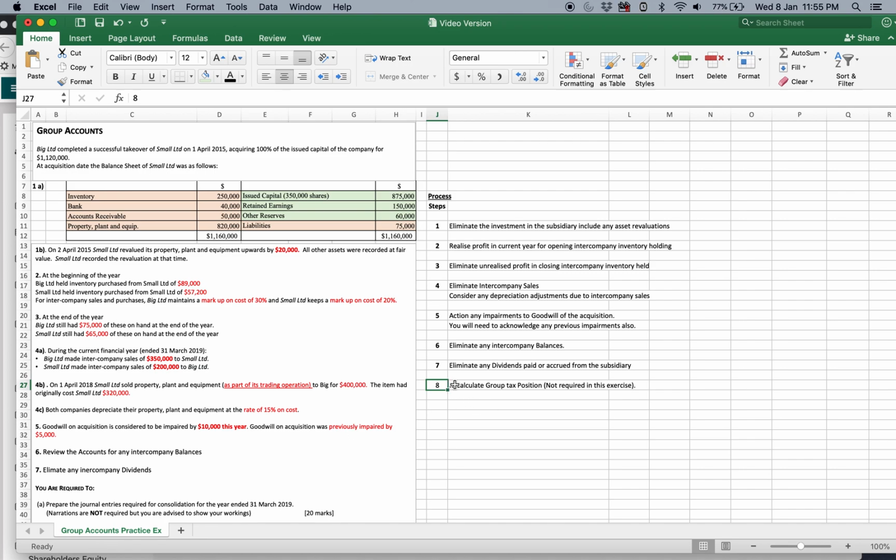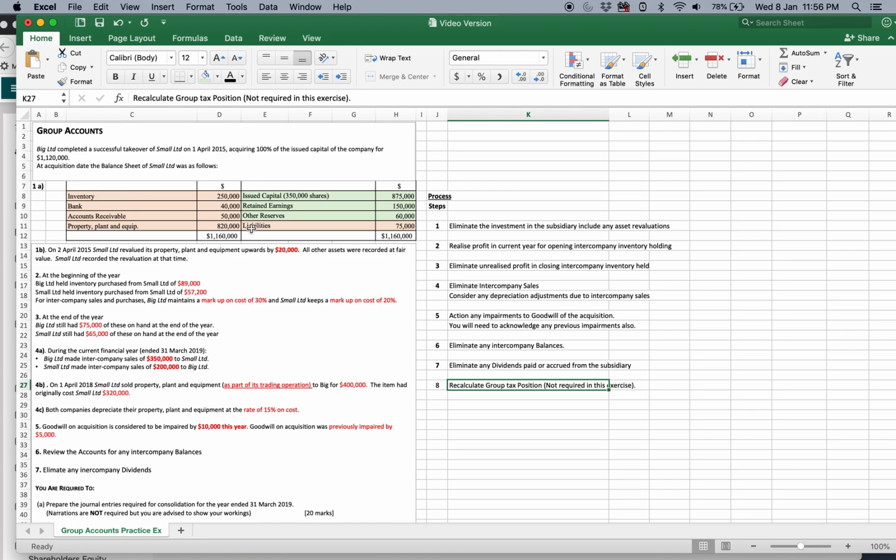There's an 8 over here which you don't need to do, right? It's just so that you're aware that typically after you do that, because you're adjusting the profit for the group, you'd also consider what sort of deferred tax or whatever, but don't worry about that for now. That's not in this paper, okay? I've just put that there because that's about the final step of the process normally.